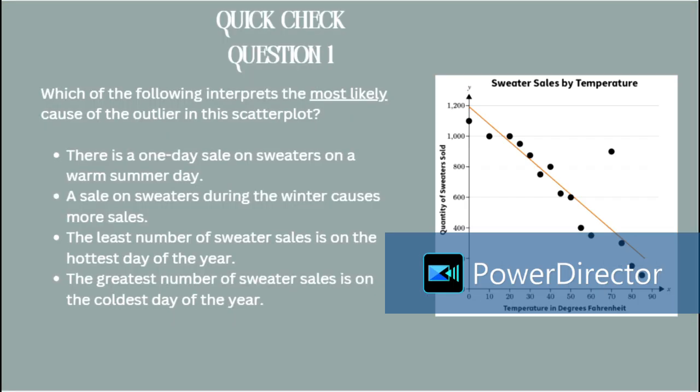Here's quick check question number 1. Which of the following interprets the most likely cause of the outlier in this scatter plot? So we have on the x-axis temperature in degrees Fahrenheit, and on the y-axis we have quantity of sweaters sold, and we have this one random outlier here that's way above the line for everything else. So the options are: there is a 1-day sale on sweaters on a warm summer day. A sale on sweaters during the winter causes more sales. The least number of sweater sales is on the hottest day of the year, and the greatest number of sweater sales is on the coldest day of the year. So you'll have to look at this and figure it out. There are 2 that are very obviously wrong. So just take your time on this.